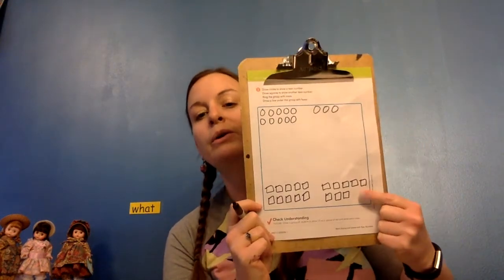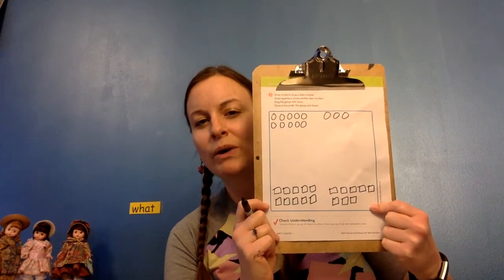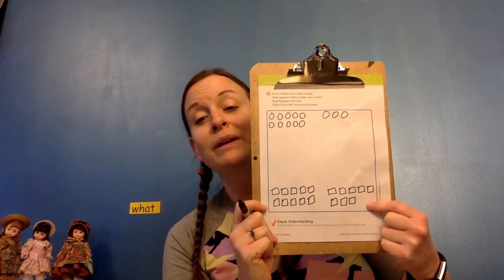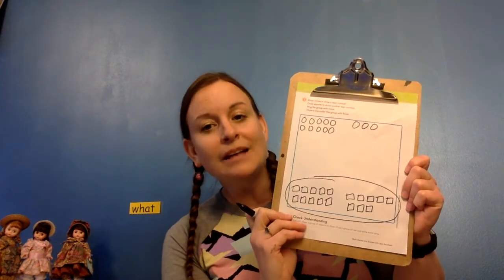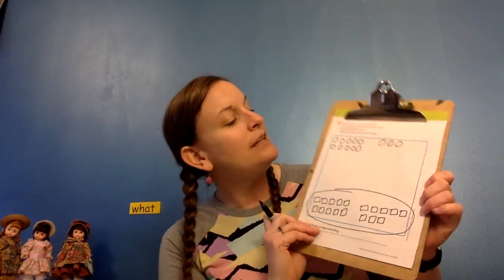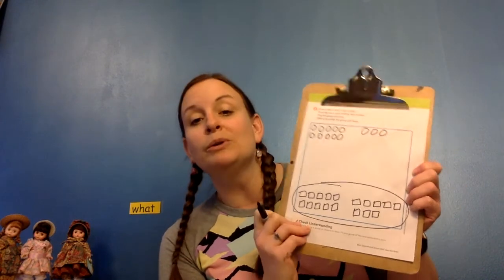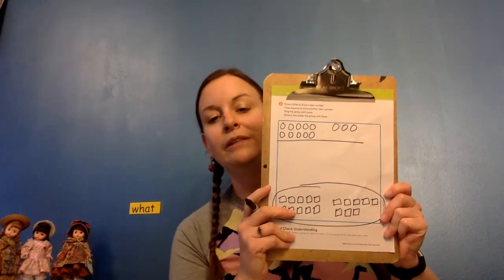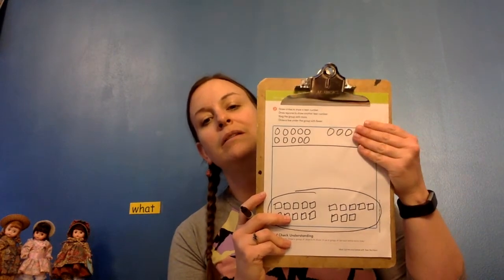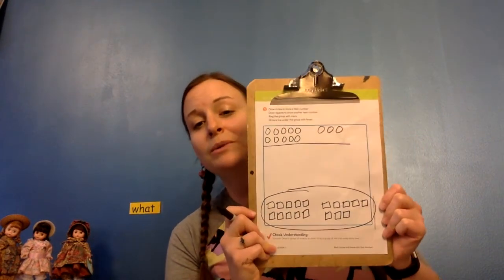And then it says to ring the group with more. So am I going to put a big circle around my circles or around my squares? Which one has more? I'm going to put it around my squares. So I am going to make a nice big circle around my squares. And then the last part of directions on this page says to underline the group with fewer. So I already know this one has more, so this one has fewer. So I'm just going to underline that second set. So that's what they want on this page.